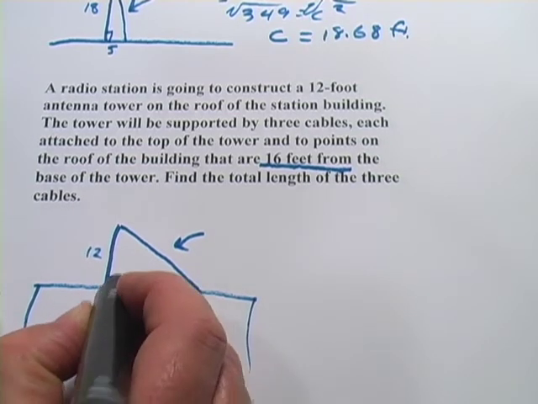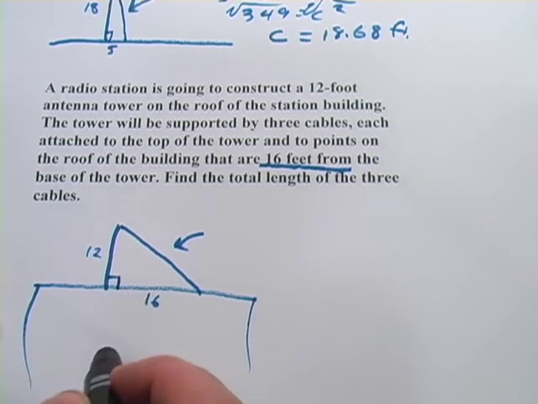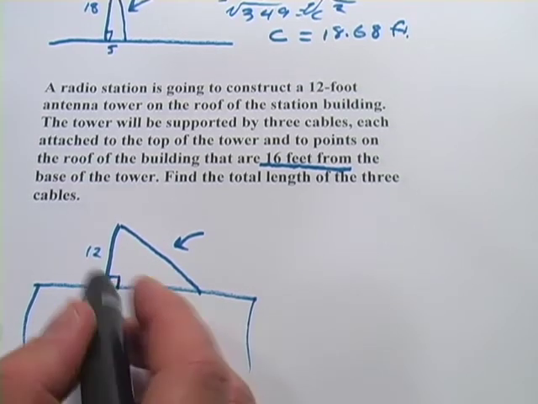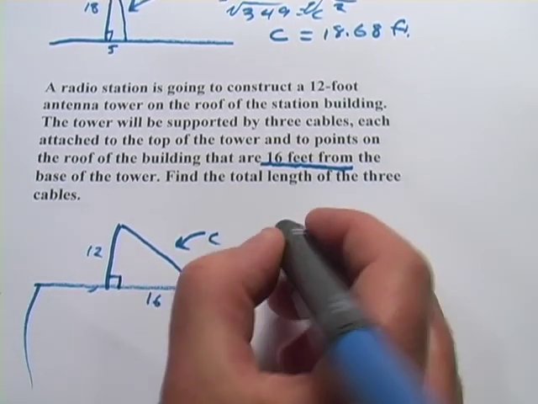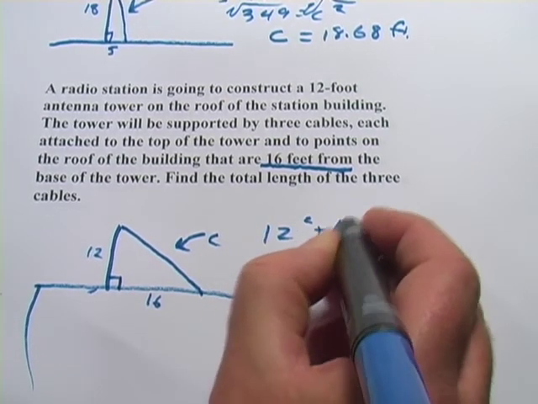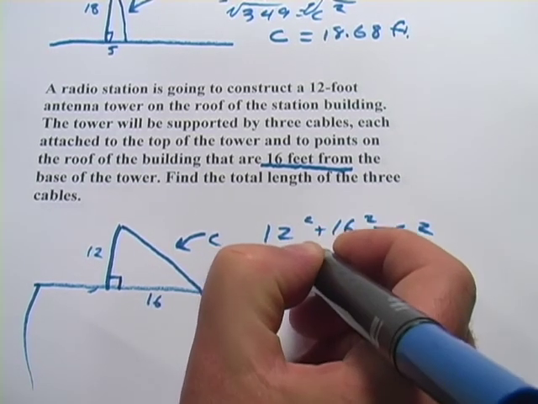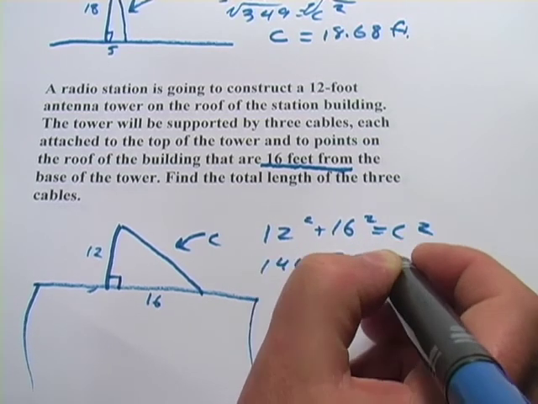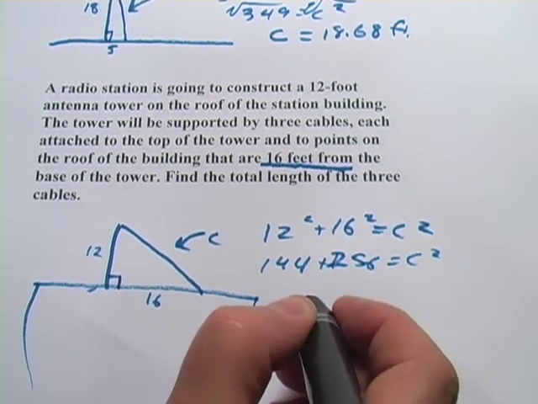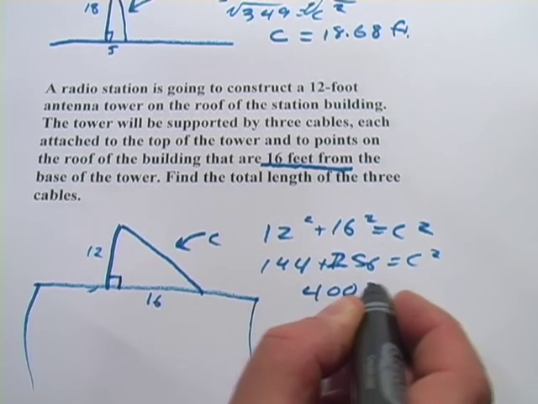Well, as you can see, this is a right triangle. The tower and the roof are probably perpendicular, so we can assume that. And this is the hypotenuse. That's what we're looking for. We're looking for c. So we just do 12 squared plus 16 squared equals c squared. So that's 144 and 256. That equals c squared. And let's see, oh, that's convenient. So 144 plus 256 is 400.